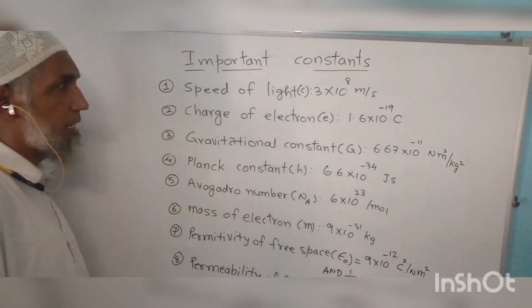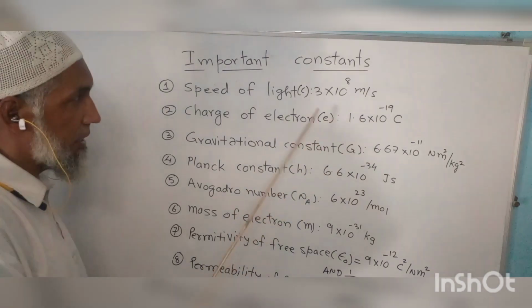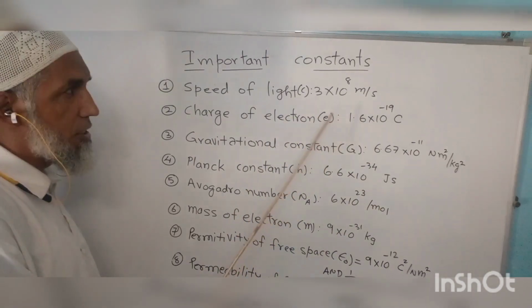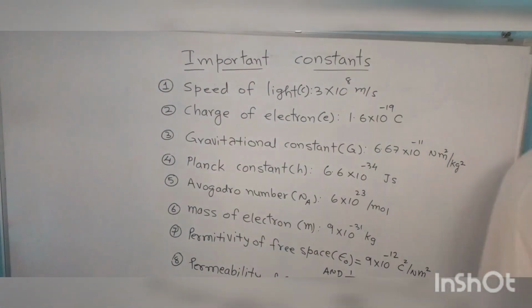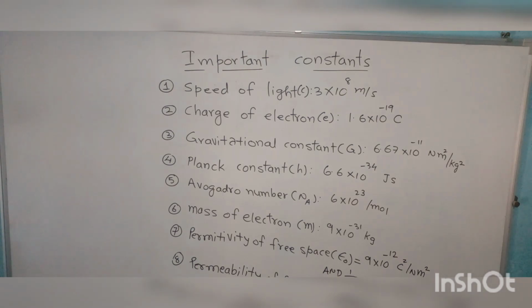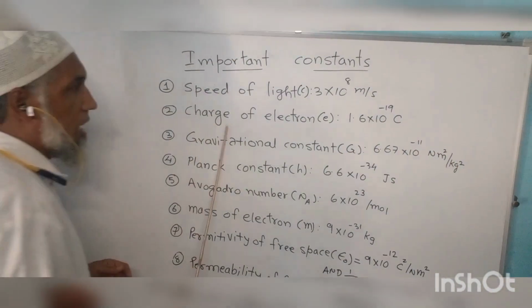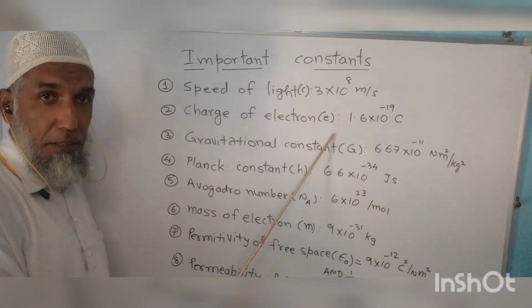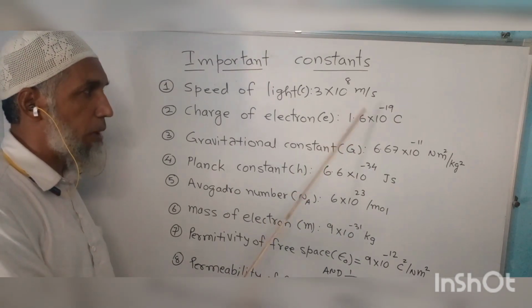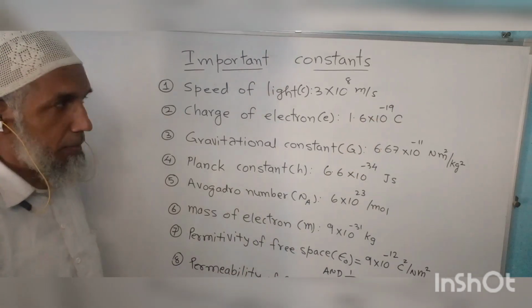Important constants. Speed of light in vacuum, that is c, and its value is 3 into 10 to the power of 8 meter per second. Second one is charge of electron, and the symbol is small e, and its value is 1.6 into 10 to the power of minus 19 coulomb.